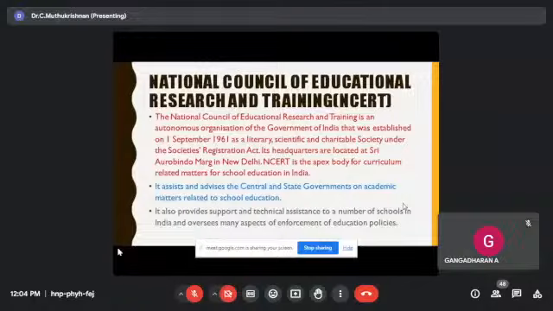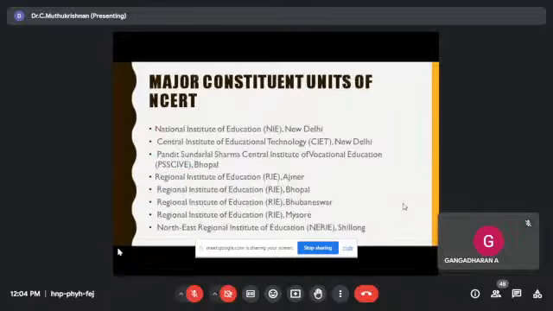and oversees many aspects of the enforcement of education policies. So this is also a very, very important point. It helps to provide support and technical assistance to a number of schools in India and oversees many aspects of enforcement of education policies. Okay. So the major constituent units of the NCERT: Central Institute of Vocational Education, PSSCIVE, Bhopal; Regional Institute of Education, RIE, Ajmer; RIE Bhopal; RIE Bhubaneswar; RIE Mysore; and the North East Regional Institute of Education.